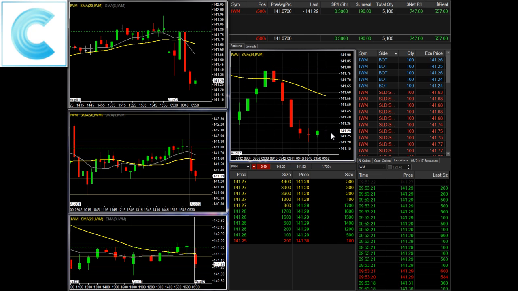Okay, so now we have what potentially looks like a 2-minute buy setup or a long entry. Well, perhaps not with this red candle.